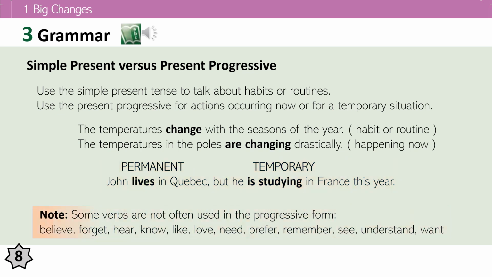Note, some verbs are not often used in the progressive form: believe, forget, hear, know, like, love, need, prefer, remember, see, understand, want. We call these verbs stative verbs, and they often relate to thought, opinion, feeling, emotion, senses, and perceptions.